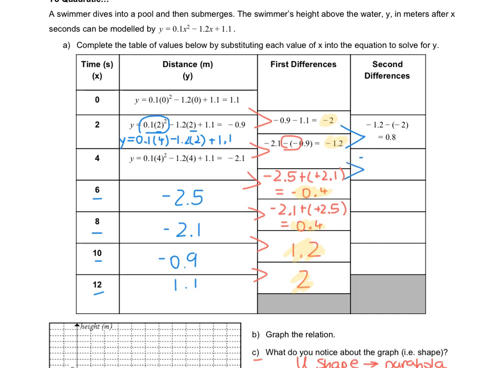I'm going to do the next one. Negative 0.4 minus negative 1.2. That double negative means addition. So I'm really doing negative 0.4 plus 1.2. So I get 0.8 again. So I want you to finish those last 3 rows and see what you get.